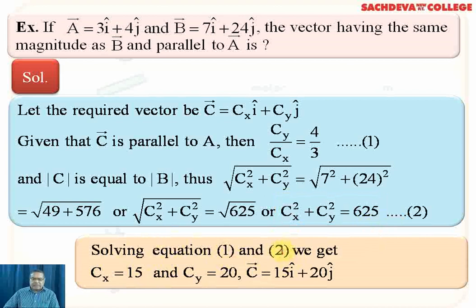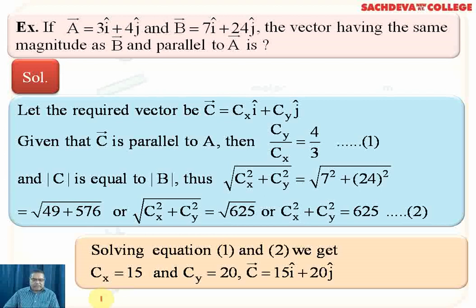Now, solving equations 1 and 2. In the first it is given cy over cx, and in the second equation it is given cx square plus cy square equals 625. We have to just use basic algebra, that is (a plus b) whole square is equal to a square plus b square plus 2ab, or we can simply say that cy is equal to 4cx over 3, and wherever it is cy, we will put 4cx over 3 whole square.